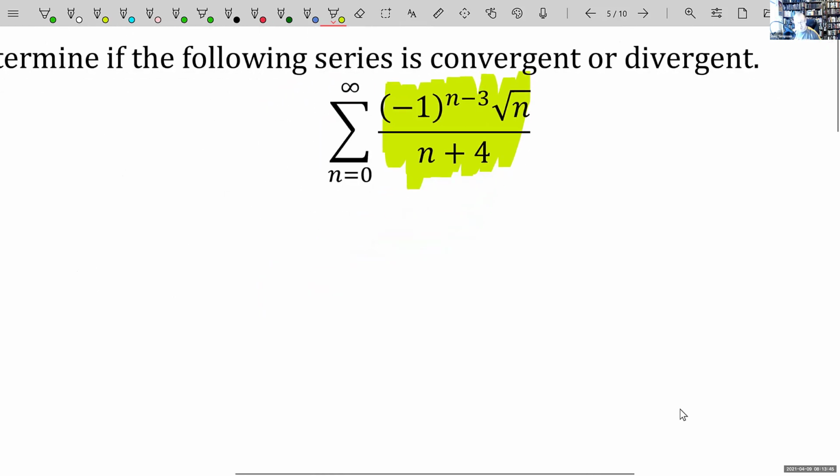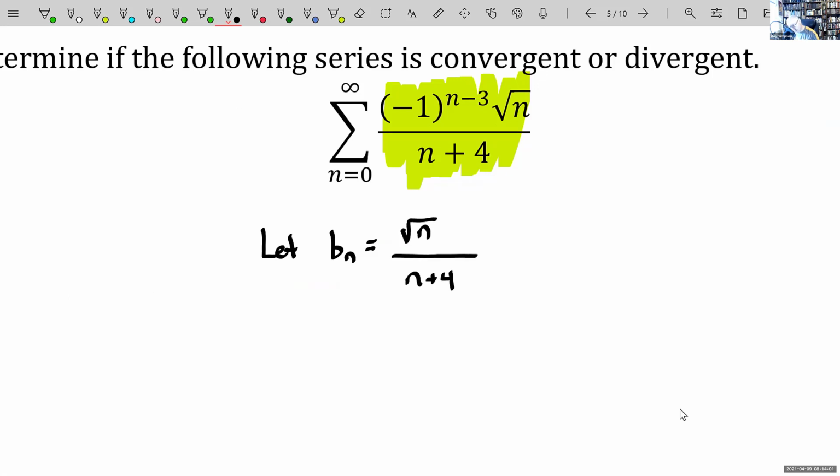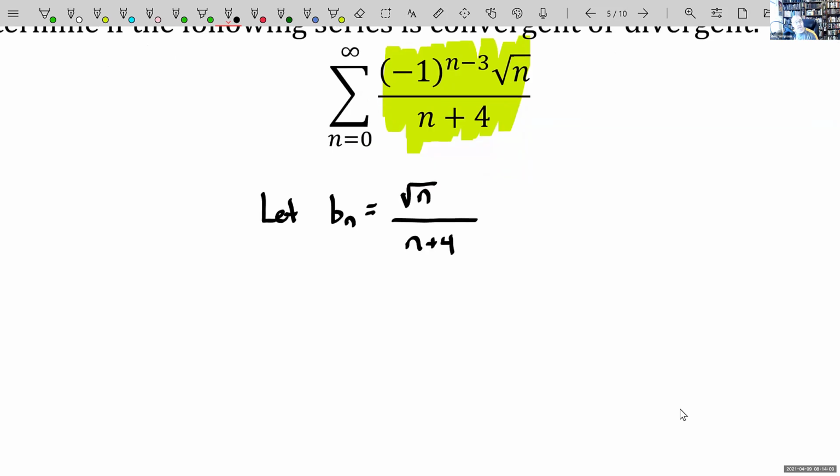So if you're going to try to use the alternating series test, you're going to let b sub n be the non-alternating factor. The non-alternating factor is root n over n plus 4. That's non-alternating. All right. And we need to show that the limit tends to 0.